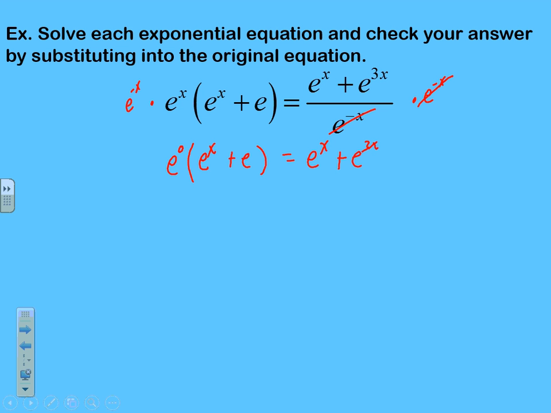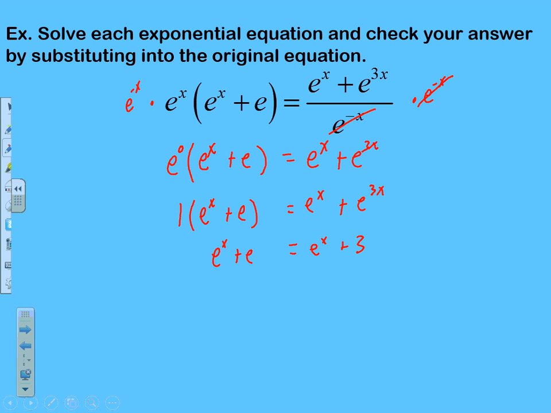Now, going back to what we saw at the beginning of the presentation, any number raised to the 0 power is just 1. You don't necessarily have to write the 1 here, but I don't want to skip any steps and confuse anybody and have them ask where did e to the 0 power go? Well, e to the 0 power is just 1, so I'm replacing e to the 0 with the number 1. And if I multiply anything by 1, that doesn't change its value. So multiplying the stuff in the parentheses on the left side, I just get e to the x plus e equals e to the x plus e to the 3x.